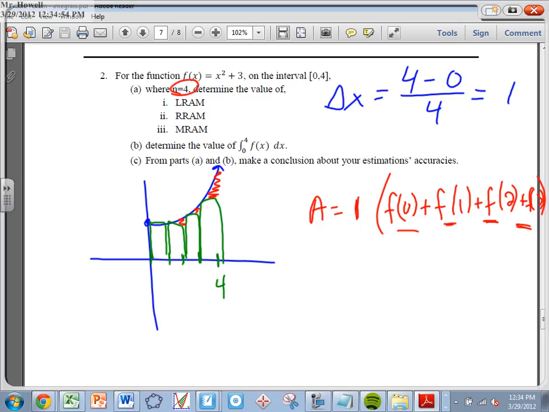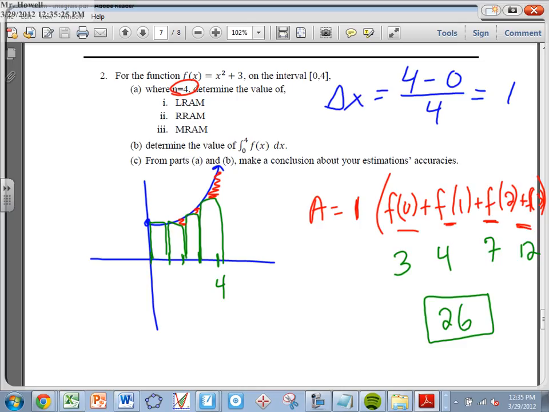Now, how do you actually do this? Just plug it in. This is simple math, guys. I plug in a 0, I just get 3. I plug in a 1, I get 4. I plug in a 2, I get 7. I plug in a 3, I get 12. Do it in your head: 0 squared plus 3, 1 squared plus 3, 2 squared plus 3, and so forth. That's LRAM.